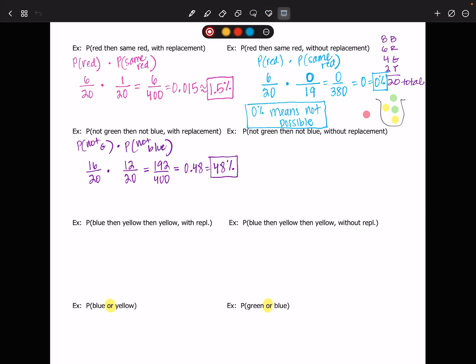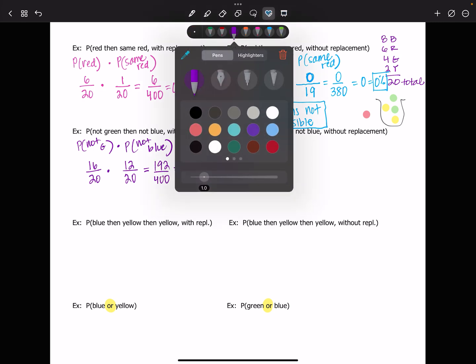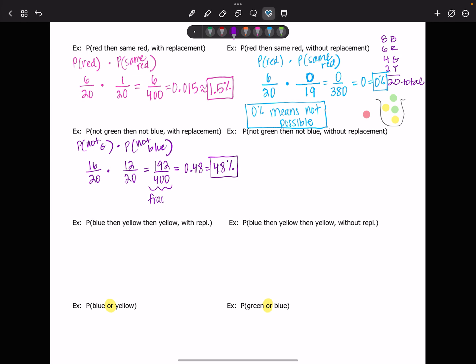Now in the next problems, I'm going to go straight from multiplying to the actual percent. So hopefully you've gotten some practice. Here's our fraction, so this is probability as a fraction. This is our probability or our answer as a decimal. And this is our probability as a percentage. And I'm going to go straight to the percentage. And if you've got that, then that means you did the fraction and the decimal properly.